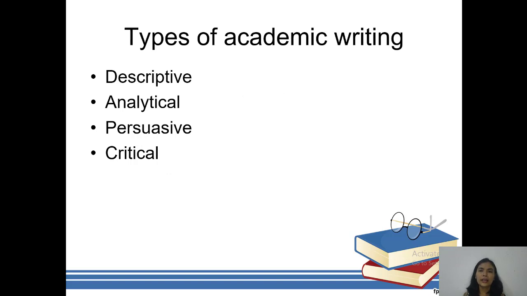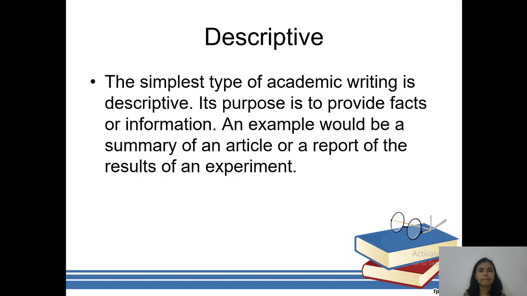For the types of academic writing, there are 4 types that I can share with you. The first is descriptive, then analytical, persuasive, and critical. Let's discuss them one by one. Descriptive is actually the simplest type of academic writing. An example would be a summary of an article or a report of the result of an experiment. So you're describing something that is already there.